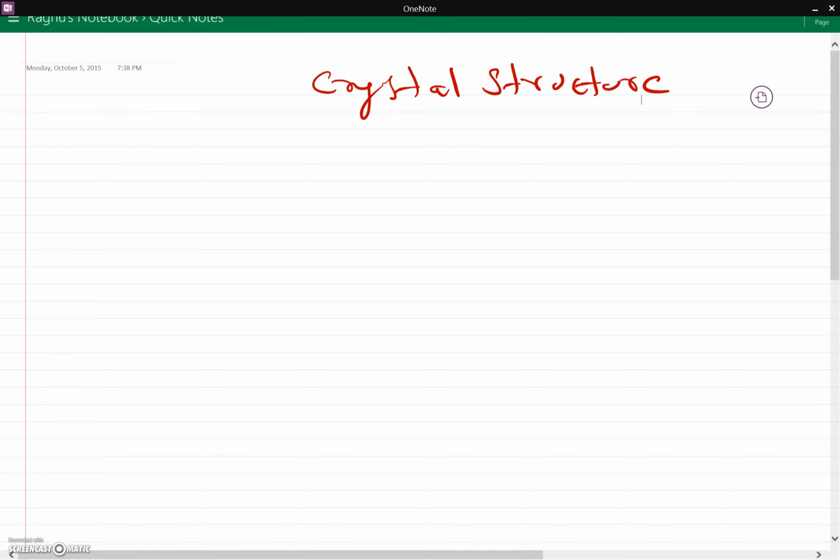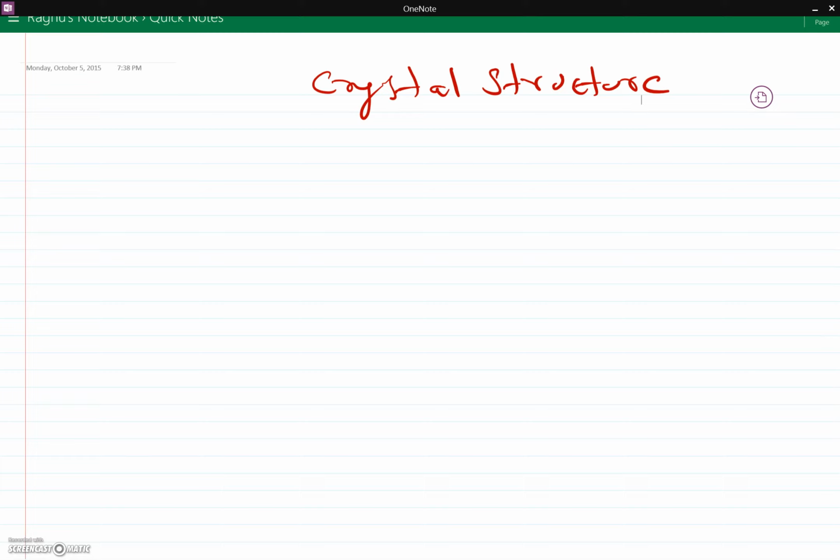Okay, so now we're going to talk about the second chapter, which is crystal structure. In crystal structure, we started off with the difference between crystalline and amorphous solids. An ordered solid is crystalline, where you can take a single unit cell and repeat it in 3 dimensions. But amorphous solids are something you cannot do that with, because they don't have this ordered structure.